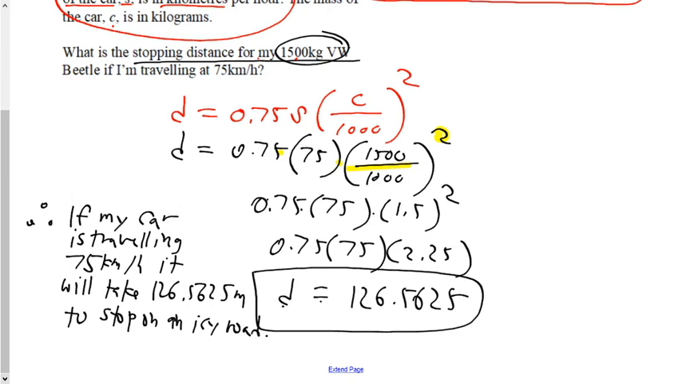Does that make sense to everybody? So if you're driving at 75 kilometers an hour on icy roads, in a 1,500 kilogram car, by the time you put on the brakes, it's going to take 126.5625 meters to come to a complete stop. That's why you slow down on icy roads.